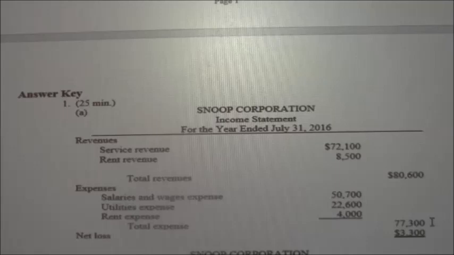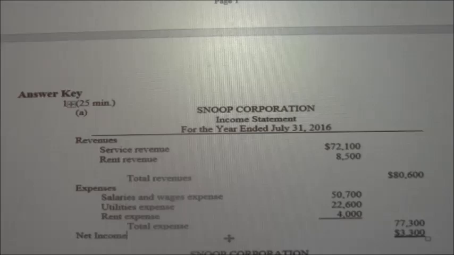Now, how do we get our net income or loss? In this case, it says loss, but we know that's wrong, right? This actually is a net income. How do we know it's a net income? We looked at the revenues compared to our expenses. That gives us a net income. Had our expenses been greater than the revenue, then it would have been a net loss.